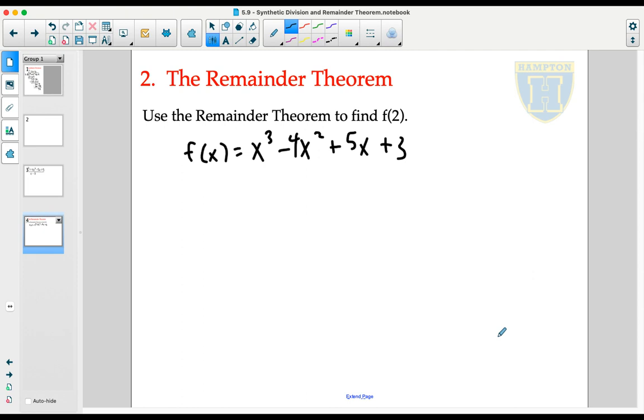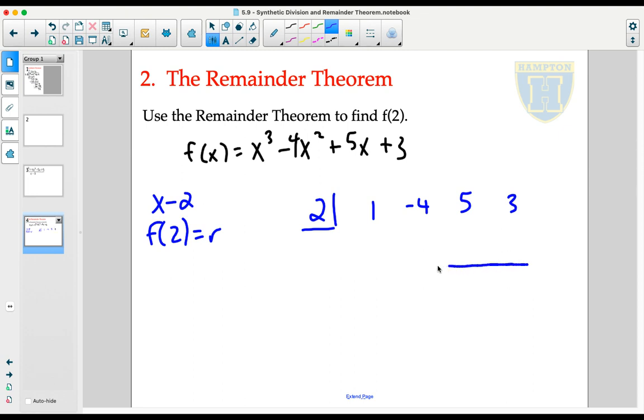So instead of diving right in with x is equal to 2, we're instead going to say, let's do some synthetic division. And the remainder theorem says that if I do my synthetic division with the factor x minus 2, the remainder is going to be whatever I would normally get as f of 2. So synthetic division with the 2, we have our coefficients of 1, -4, 5, and 3.